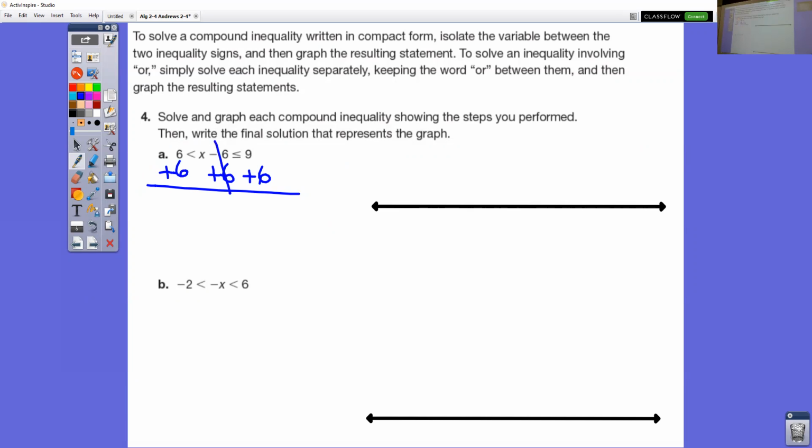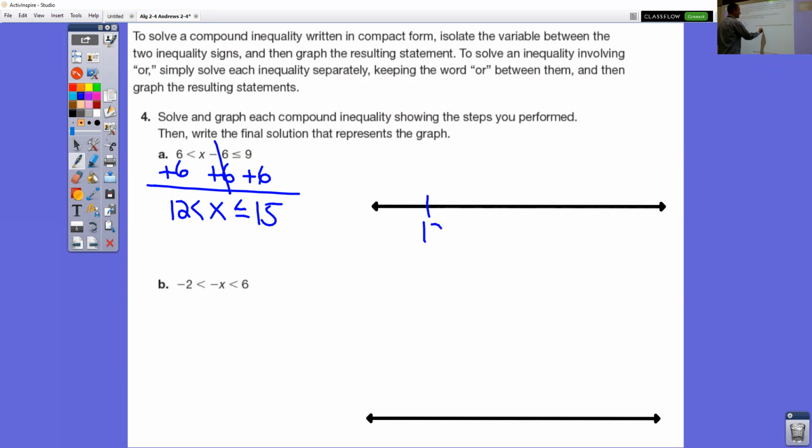These 6's cancel out in the middle, so bring your numbers straight down. 6 plus 6 is 12. Bring down our inequality sign. We're just left with an x in the middle. Bring down our inequality sign. 9 plus 6 is 15. So in order to get that x all by itself, we had to get rid of that minus 6. Normally, whatever you do to one side of the equal sign or inequality sign, you have to do to the other side. Because we have 2, we had to do it twice: plus 6 and plus 6 to solve it at the same time.